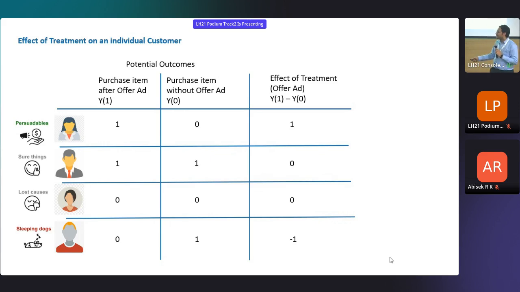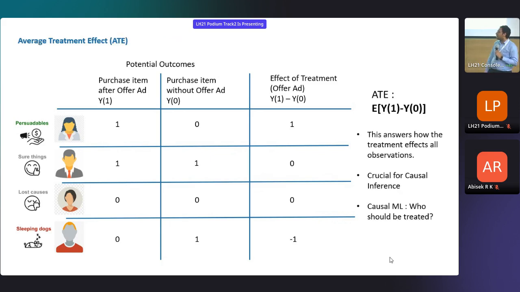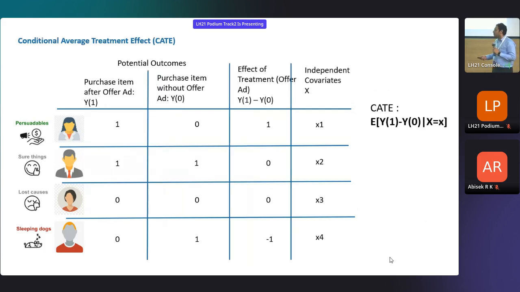So here, these are the different impacts of the individual treatment effects. And when we take an average here, that is the average treatment effect: the expectation of the outcome during treatment and without the treatment. So now this is very important for causal inference, but here we really want to understand whom to treat, right? So that is where we go to the conditional average treatment effect.